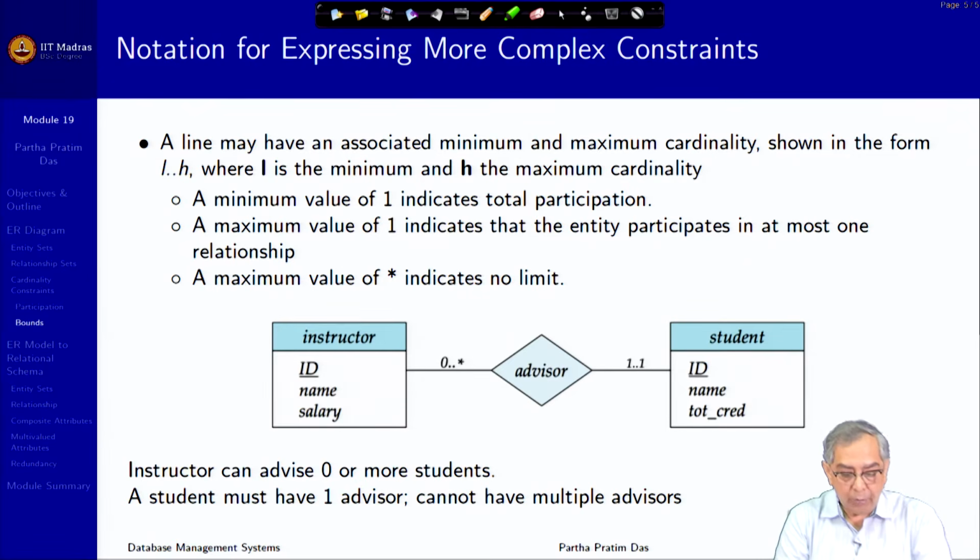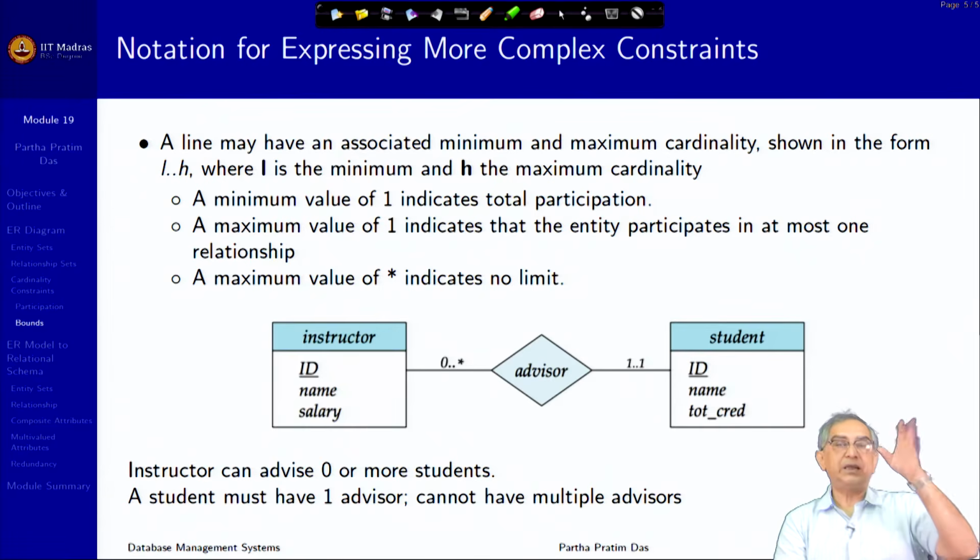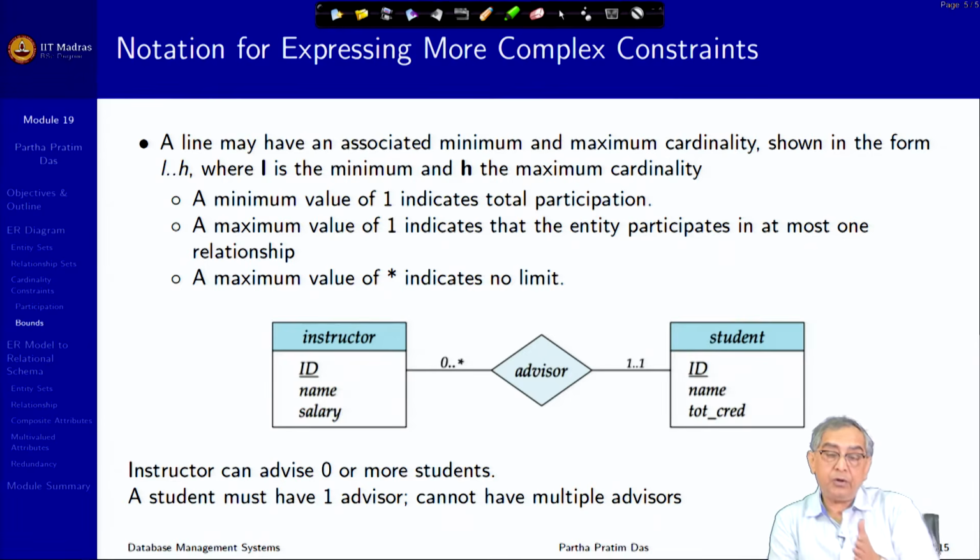Whereas on the instructor side it is saying 0..*, star means anything, it is a wild card, no limit. So, it says 0..*, which means that an instructor may not have a student, may have 1 student, may have 10 students, may have 1000 students, everything is possible. So, this is a pure modeling of the many, and the moment you include 0, it means that it is possible that the instructor does not feature in the advisor. So, the participation is partial. Right.